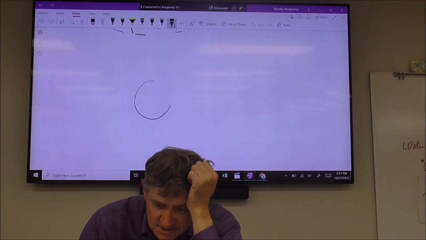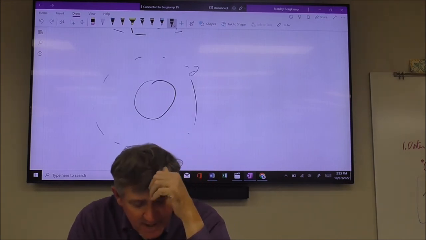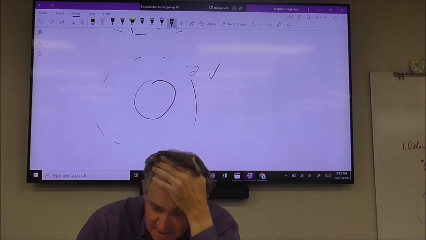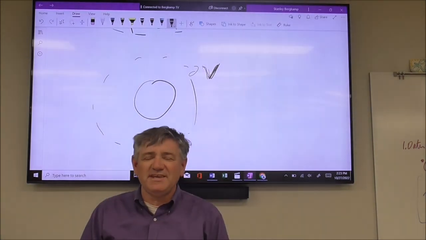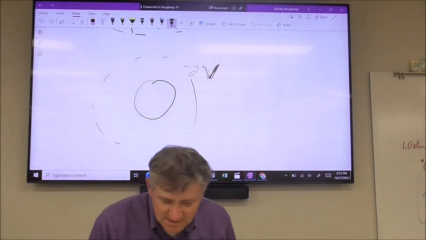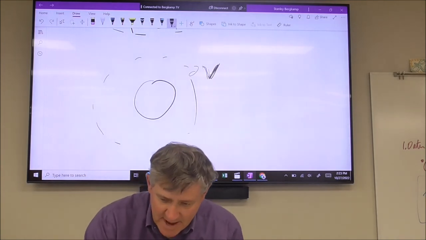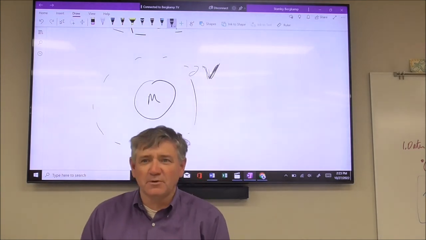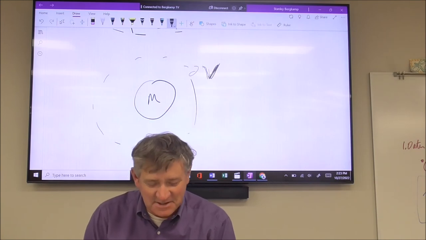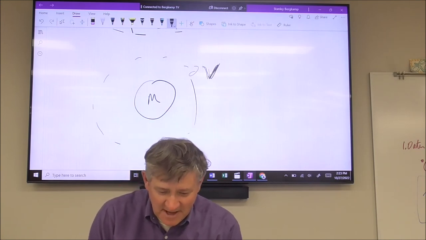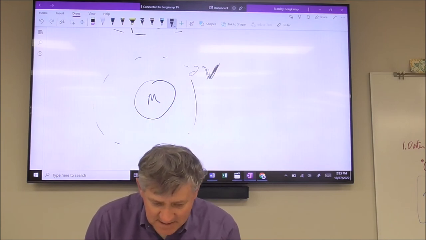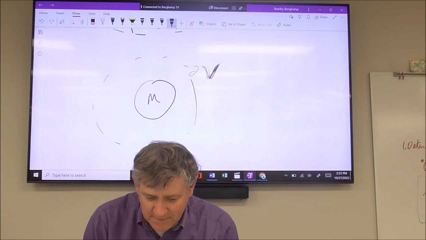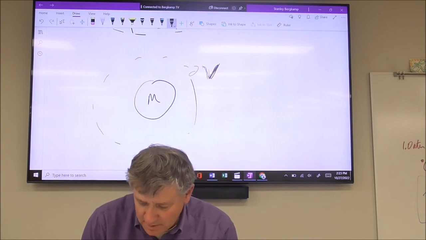So here's the planet. Here's the satellite moving around like this. It has some speed V, and people are like, oh, it's V, who cares? Just V. And it has mass M. It has velocity vector V. So if the planet had half as much mass, the orbital speed would be blank. Express your answer as a multiple of V.